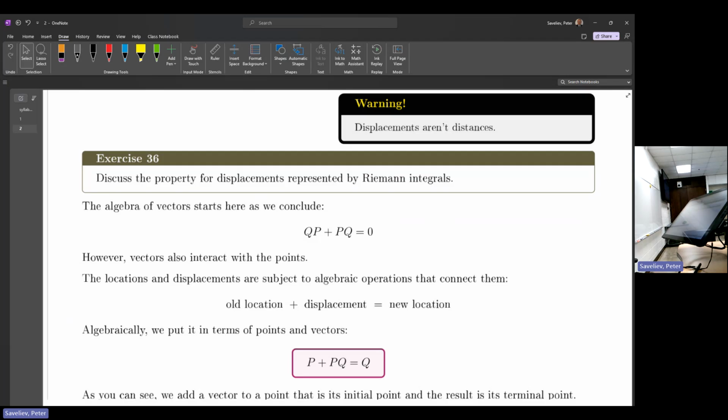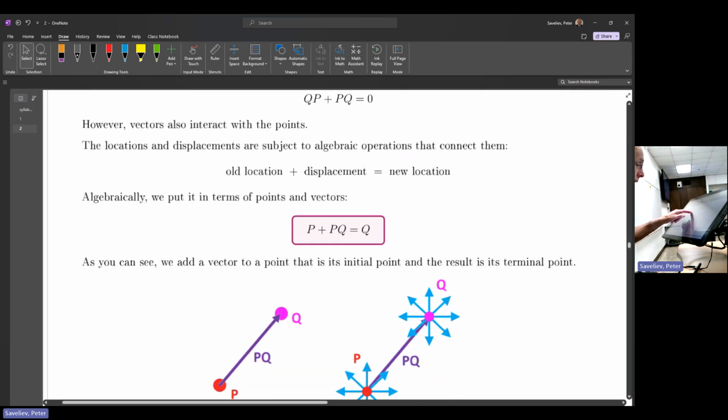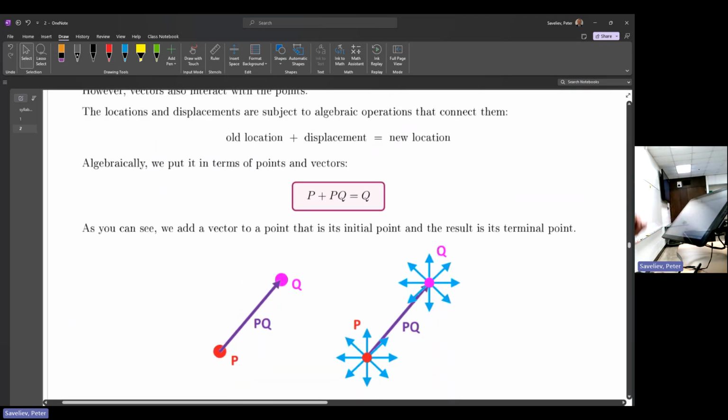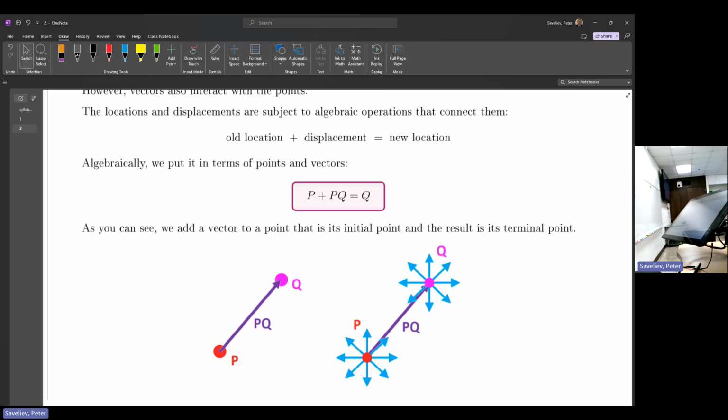A point plus a vector gives you another point. That's how you move forward. So if I'm at P and I'm given vector PQ, I know I end up at Q. So that's the algebra that uses both points and vectors in a very convenient way, and we don't have to worry about things such as velocities yet. Because velocity, what is velocity? Displacement divided by time. So we're not dealing with that just yet.